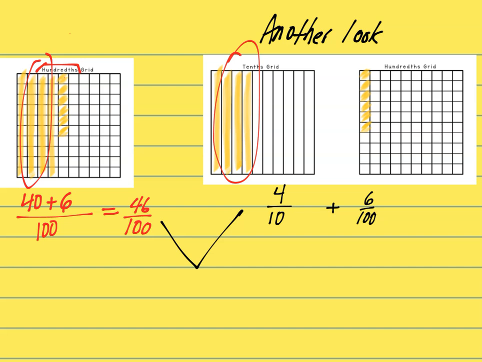And we've already shown equivalency on the previous slide. And so I think we're good to go. At least I'd like to think we are. Anyway, what I'm showing here is that on the left-hand side, I have 40 plus 6 over 100, which is 46 hundredths, is the same as 4 tenths plus 6 hundredths, which is also 46 hundredths.